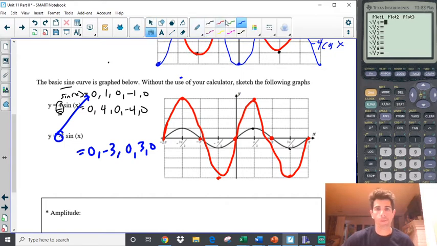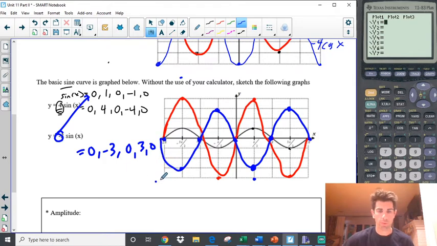What did I do? So here, 0. Then came -3. Then comes 0, positive 3, and 0. So here I'll draw that one single cycle in the positive space from 0 to 2 pi. Now just flip it. 3, 0, negative 3, 0.